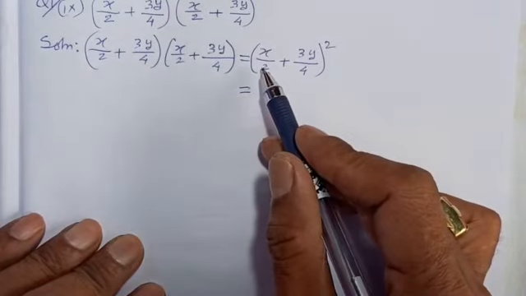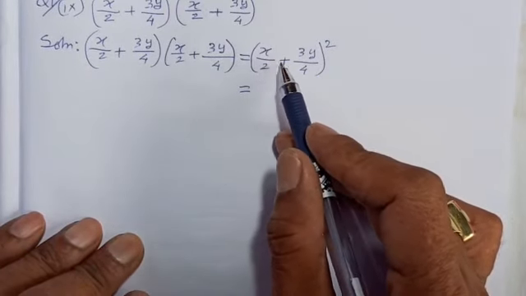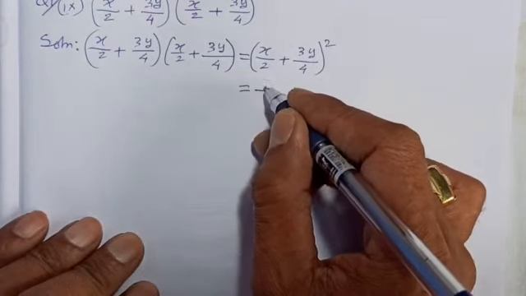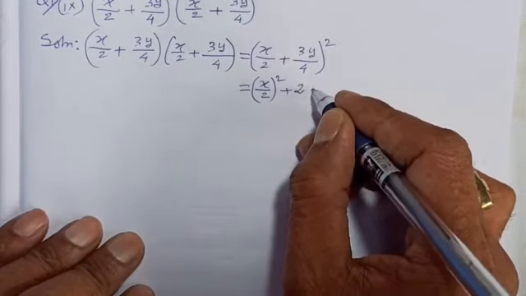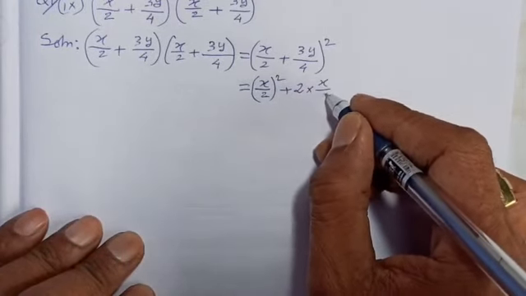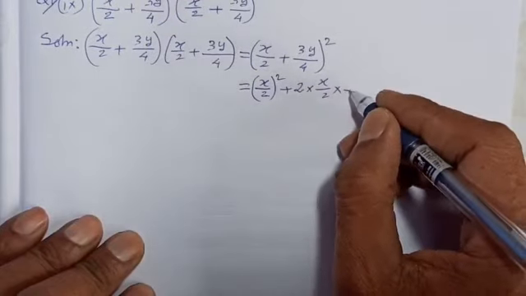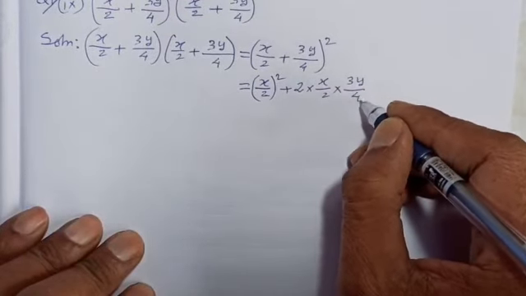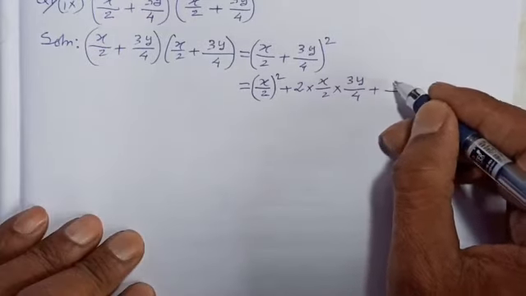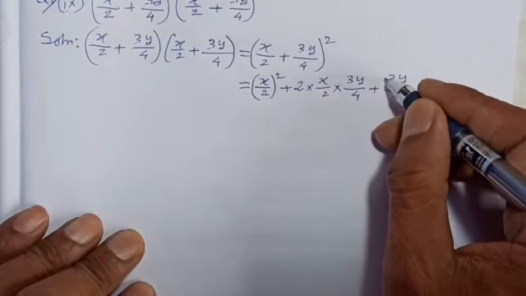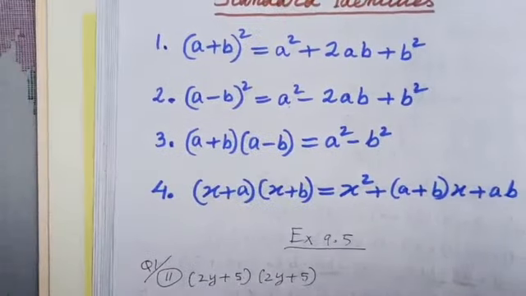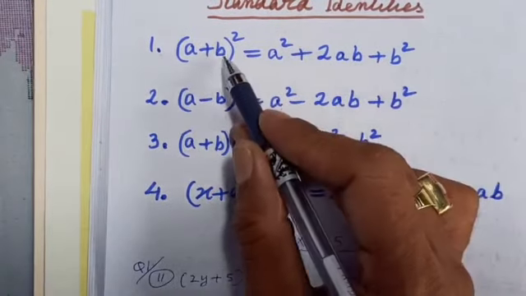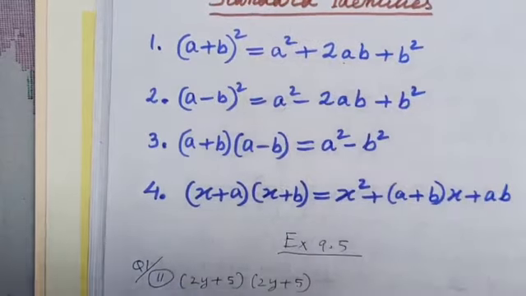Then here we have to use identity number 1, (a + b) whole square. If we use that identity, we can write as (x/2) whole square plus 2 times of x/2 into 3y/4 plus sign (3y/4) whole square, and we are using identity number 1, that is this one. (a + b)² is equal to a² + 2ab + b².